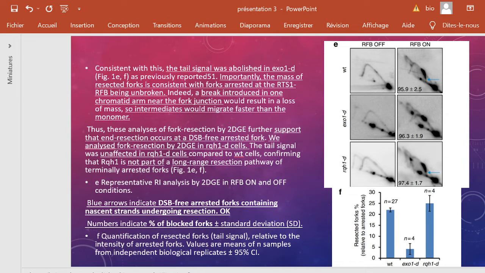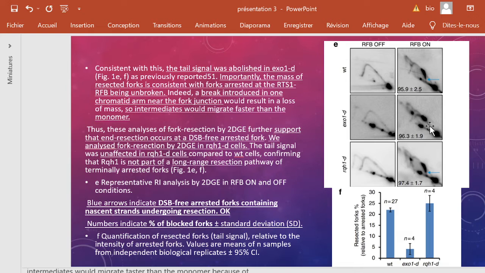So, what we got in here? E and F figures: wild type, exo-1D cells, RQH1D, reverse fork barrier off and on. Here, resected fork, the rate of resected fork. In wild type, exo-1, RQH1, same thing. So the tail signal was abolished in exo-1. Here it is, we don't have a tail signal.